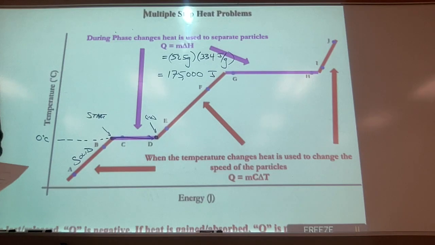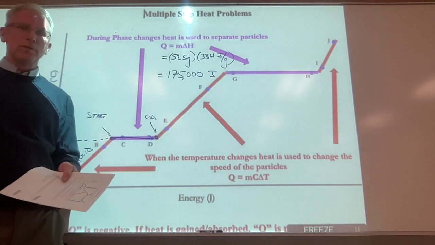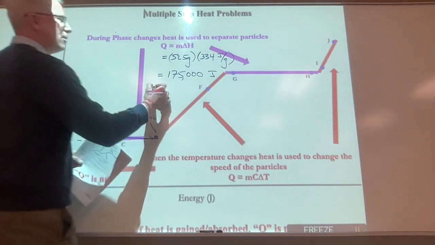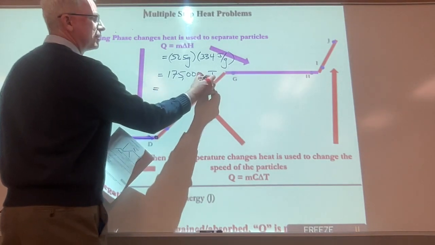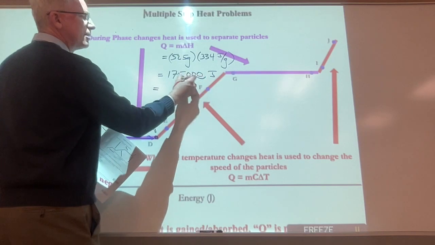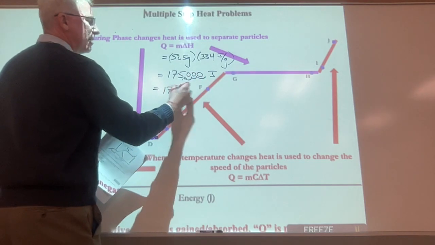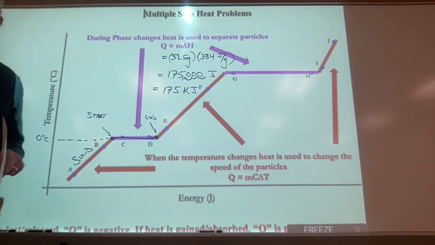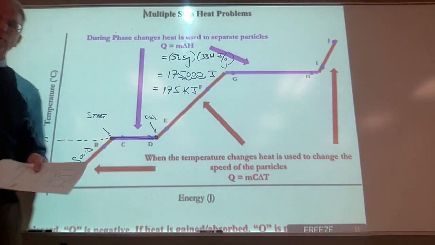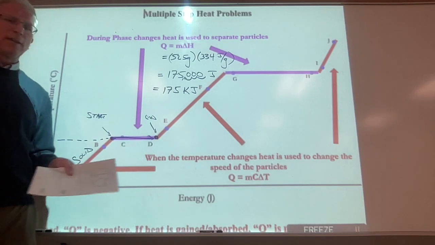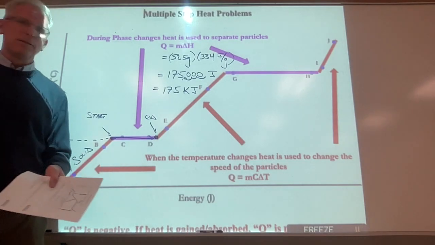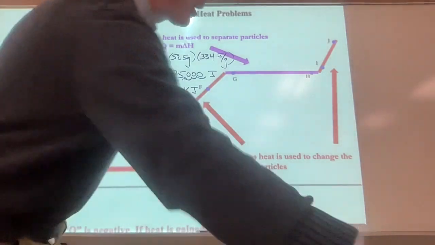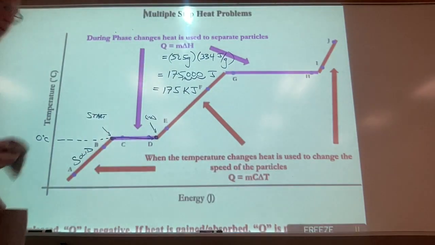Oftentimes you will see that these things get reported in kilojoules because that is a big number. So it's easier for chemists to just move the decimal place 3 spots and call this 175 kilojoules. Okay, so anytime you see a K in front of that J, it just means that they've chopped off 3 numbers and made it a little bit bigger. Okay. Now we're going to go on to question 2.